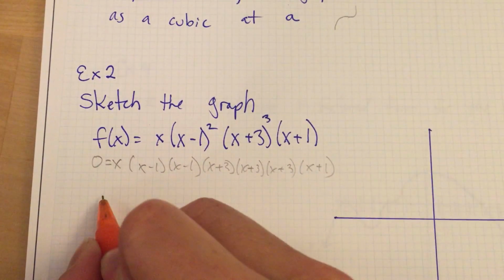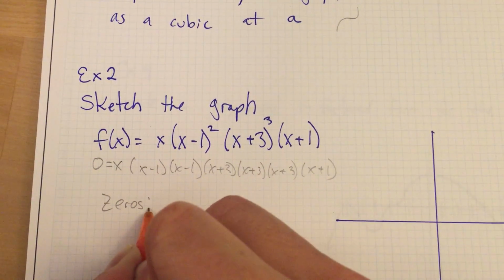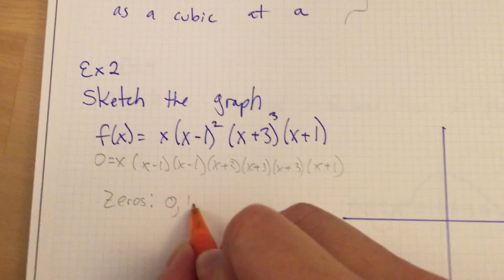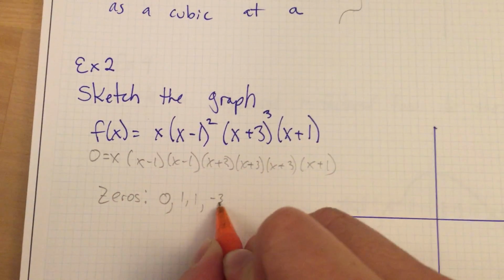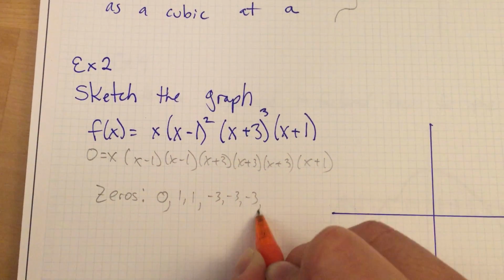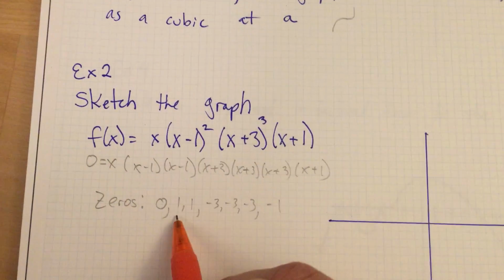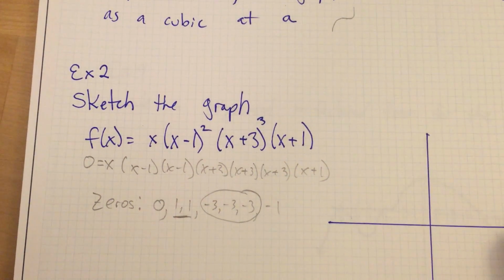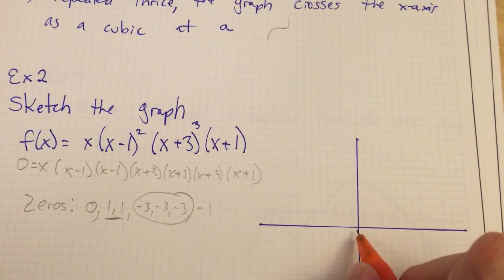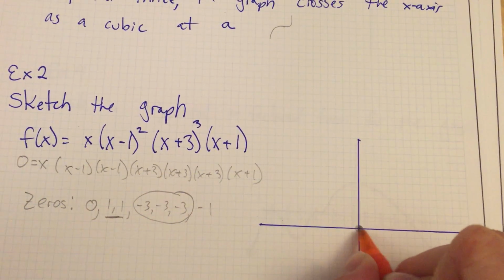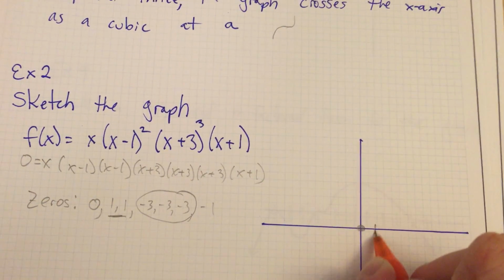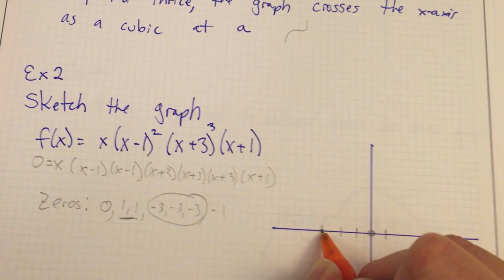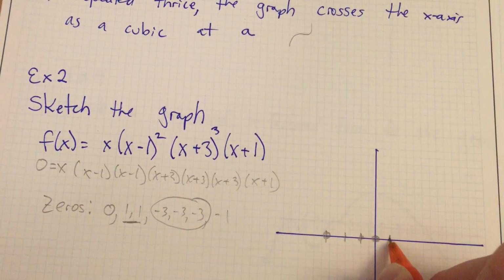So if I set that, my zeros are as follows. I got 0, so don't forget that x. This will give me a 1 twice. I will get negative 3 three times, and then I'll get a negative 1 two times. So I do have a multiplicity of 2, and I have a multiplicity of 3 right there. So I want to pay attention. So I'll make a little tick mark at 0, and then I'm going to go to 1, and I go to negative 1, negative 2, negative 3, boom, boom.